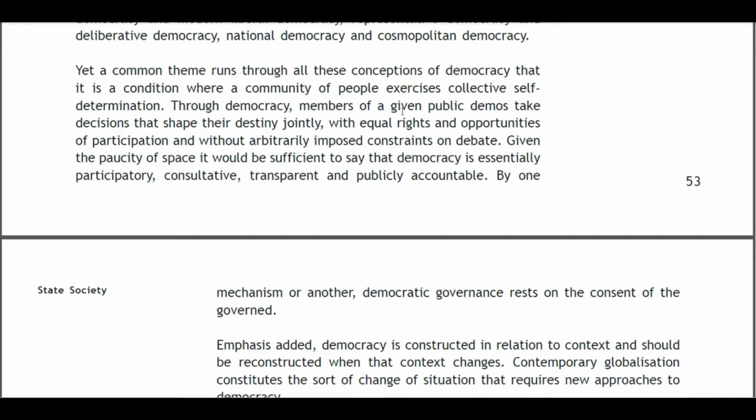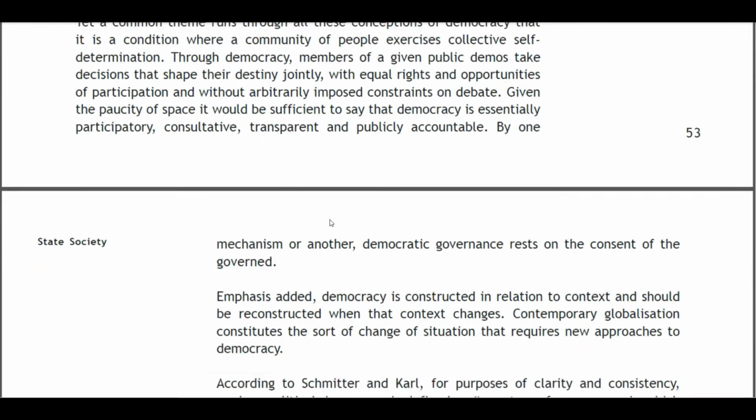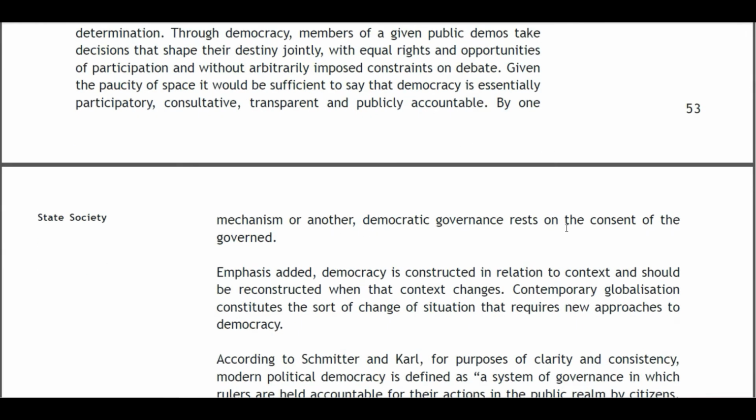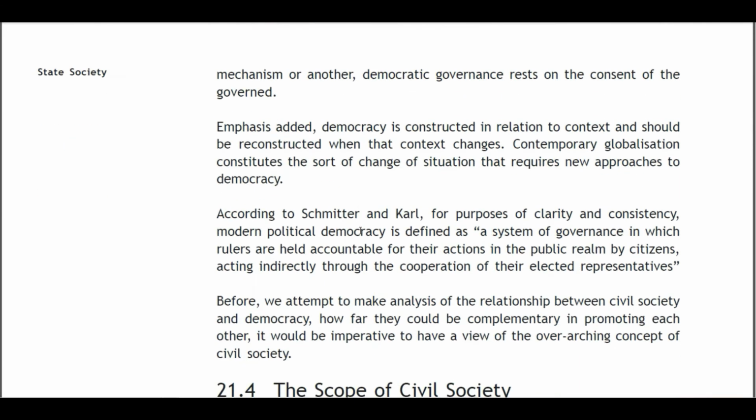Through democracy, members of a given public, the demos, take decisions that shape their destiny jointly with equal rights and opportunities of participation and without arbitrarily imposed constraints on debate. Given the paucity of space, it would be sufficient to say that democracy is essentially participatory, consultative, transparent and publicly accountable. By one mechanism or another, democratic governance rests on the consent of the governed.